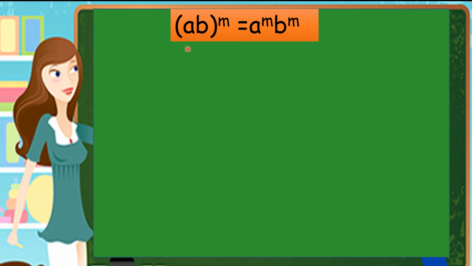So, another law of exponents: we have (ab) raised to the quantity of m. Dito naman, i-distribute natin ang m sa nasa loob ng parenthesis na a at b. So, si a, magkakaroon siya ng exponent na m, at si b, magkakaroon siya ng exponent na m. So, a to the m power, b to the m power.